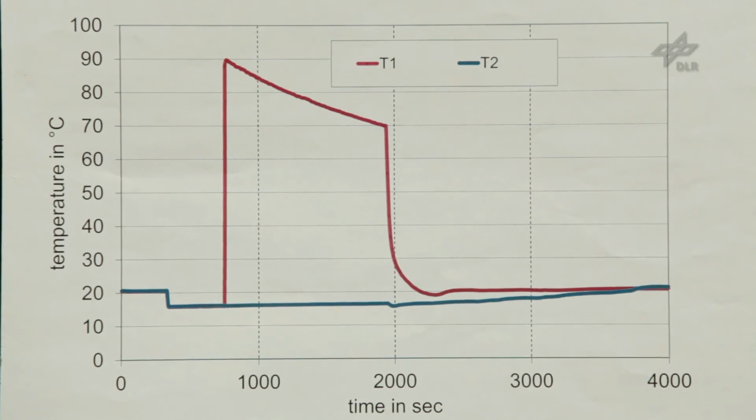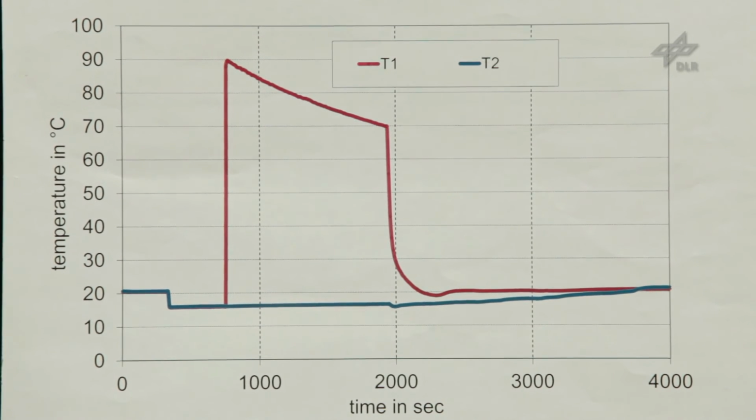Once our data has been recorded, the loggers are then connected to a computer and the data is read out. On this graph of temperature versus time, you can observe the characteristics of the two signals we just recorded.